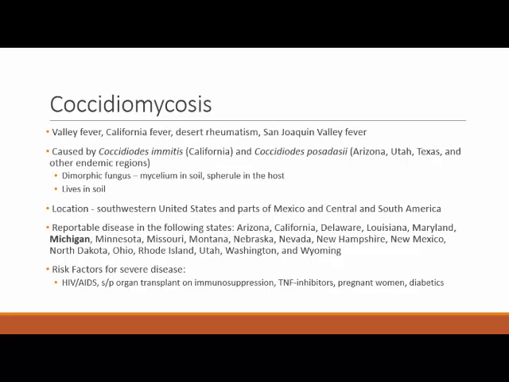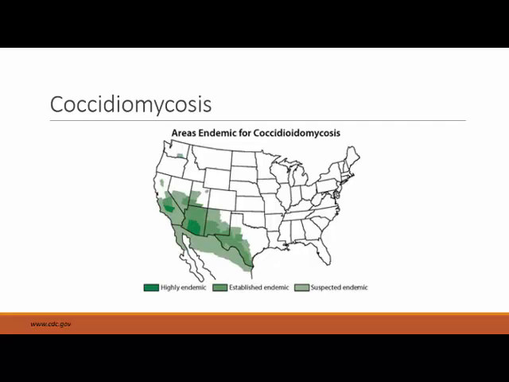Risk factors for severe disease are, again, immunosuppression, so HIV-AIDS patients, post-organ transplant, TNF inhibitors. Pregnant women and diabetics are actually on the list per the CDC. So this is a map from them as well, showing the areas that are endemic, at least in the U.S. Those two darkest green, the one in California, that's the San Joaquin Valley, and then southern Arizona.